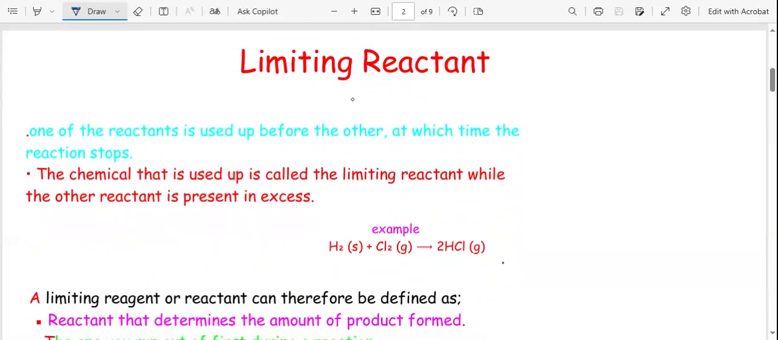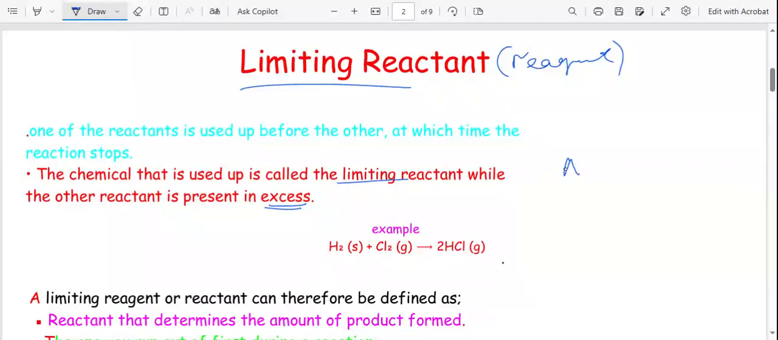So when we say limiting reactant, this can be a reagent or a reactant. It simply means one of the reactants is used up before the other. That which will be used up before the other is what we call a limiting reagent. The chemical that is used up is called the limiting reactant or reagent, while the other one is called the excess. So we have two terms now: the excess reagent and the limiting reagent.